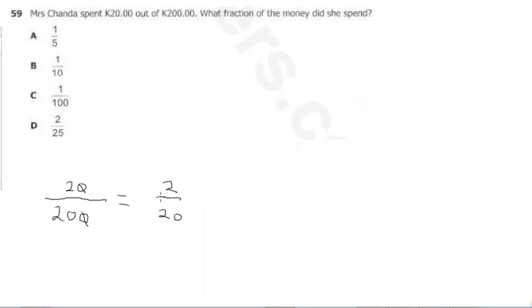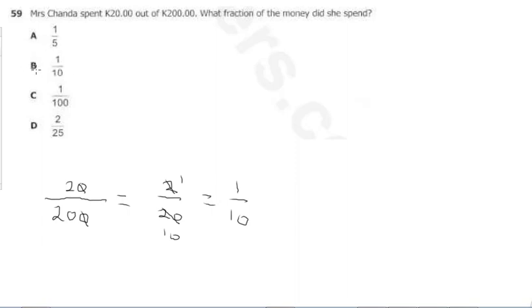So we are going to say what number goes into 2 and 20 without leaving a remainder? 2 itself. 2 into 2 gives us 1. 20 divided by 2 gives you 10. So therefore you have 1 over 10. Do we have a 1 over 10 on any of our answers? Yes, we do. And that is B.